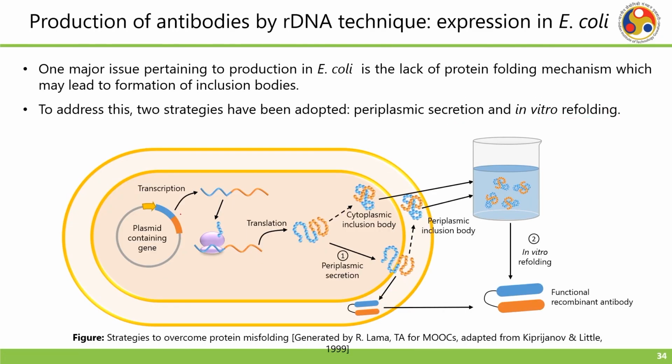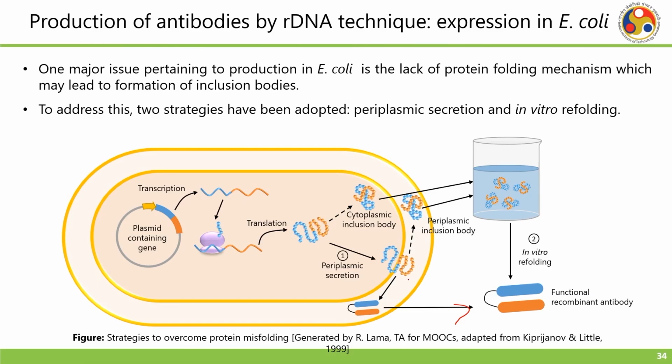Here, this is the plasmid containing the gene. After transcription it is translated and the protein is produced. Here, this particular protein is allowed to go for periplasmic secretion, and it gives the functional recombinant antibody. In the other case, it goes into the cytoplasmic inclusion body, which we can also separate out.